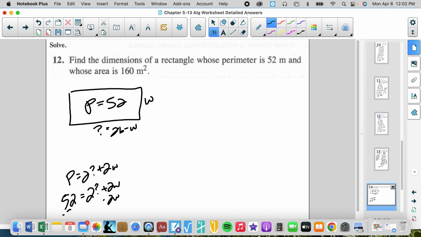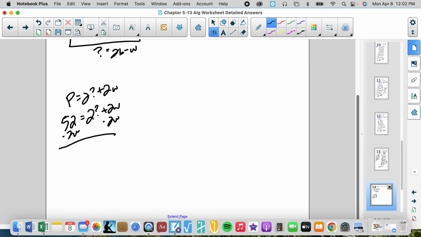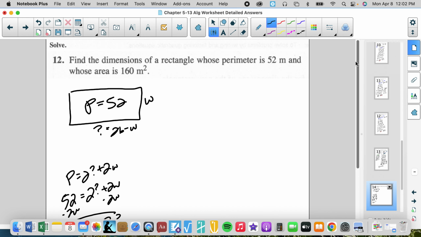minus the 2W, minus the 2W. We get 52 minus 2W equals 2 times question mark. Divide everything by 2, and we get 26 minus W equals question mark. So I just remembered it from the other one.